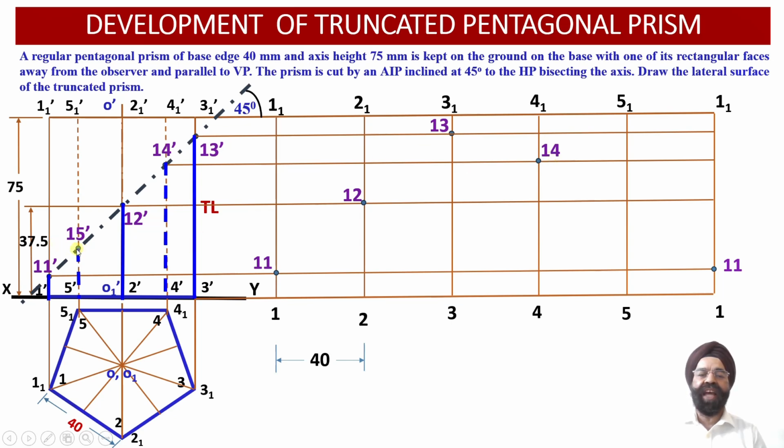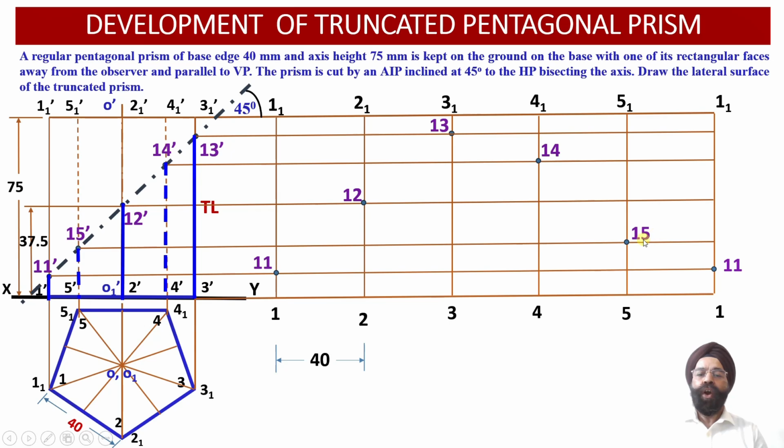Last point of intersection happens to be point 15 dash. Point 15 dash is the point of intersection of the auxiliary inclined plane and the vertical edge 5 1 dash and 5 dash. From this point 15 dash in the elevation projection view, if we draw a horizontal projector line, wherever it intersects with the true length of the vertical edge 5 1 and 5 in the development projection view over here, we obtain this point of intersection as point 15.